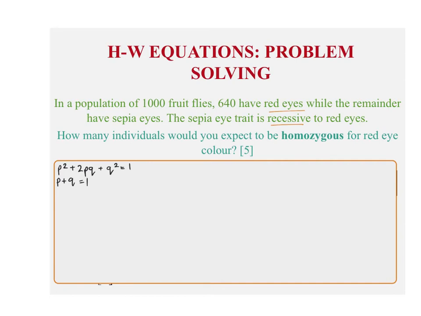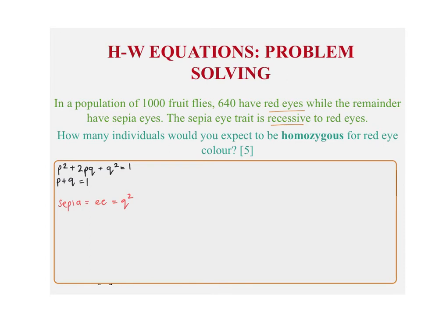So answers wise, we've got lots of information here. We know that sepia eyes are recessive to red, and therefore those flies with sepia eyes, I'm just going to use E's for this. So I'm deciding to use the letters based on the trait I'm looking at. So sepia I know is going to be 2 lowercase e's, or q squared.